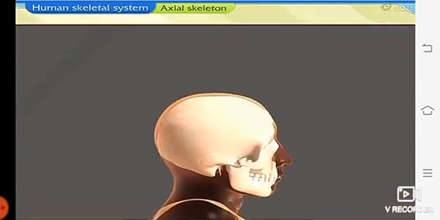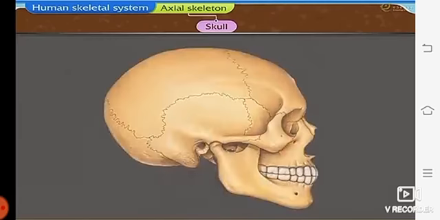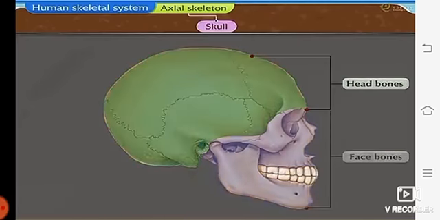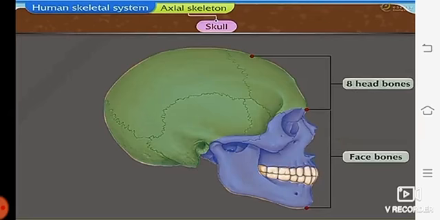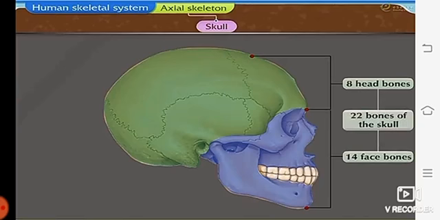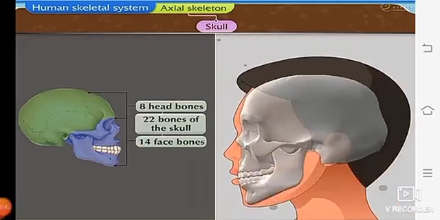In this we are going to learn in detail about the skull. So children, the skull is formed by the bones of the head and face. The bones of the skull are flat and extremely strong and hard. There are 8 bones in the head and 14 bones in the face, which together make 22 bones of the skull. All these bones are immovable except the bone present in the lower jaw.